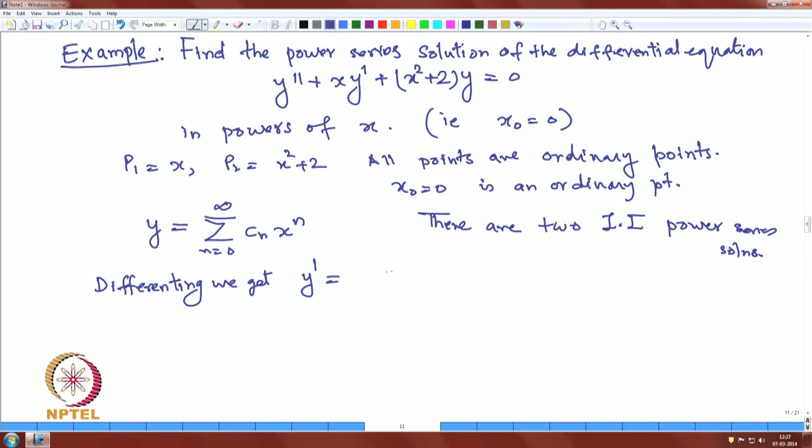y prime is summation n goes from 1 to infinity n into Cn x to the power n minus 1. And similarly, y double prime is summation n going from n is equal to 2 to infinity n into n minus 1 x to the power n minus 2. Now, plug in these values into the given differential equation.